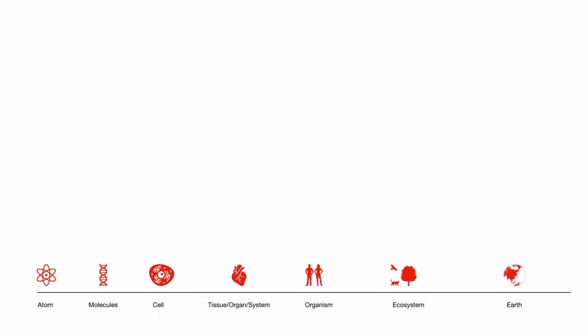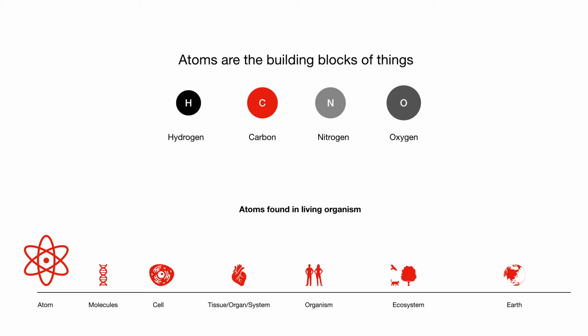So let's start with the smallest scale. In this case, we start with the atom. Of course, physicists have discovered more fundamental units than the atom. However, for the sake of biological systems, we'll start with the atom. In living organisms, there are 4 main types of atom: hydrogen, carbon, nitrogen, and oxygen.